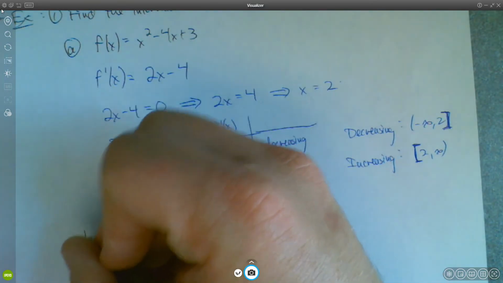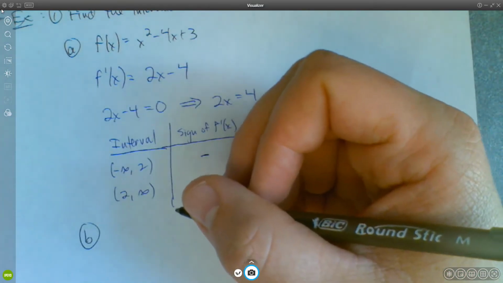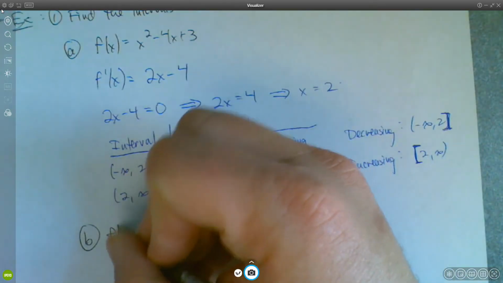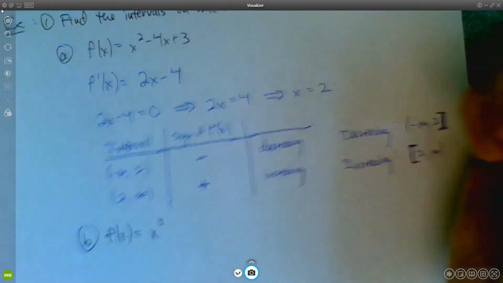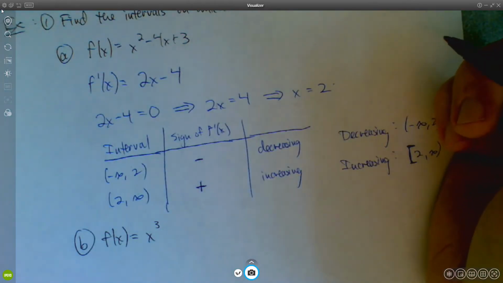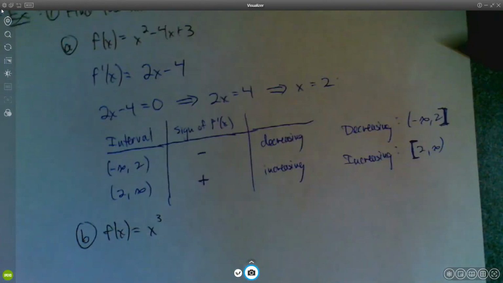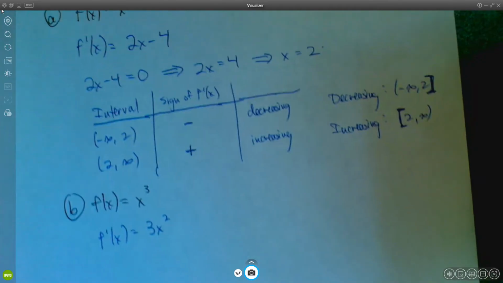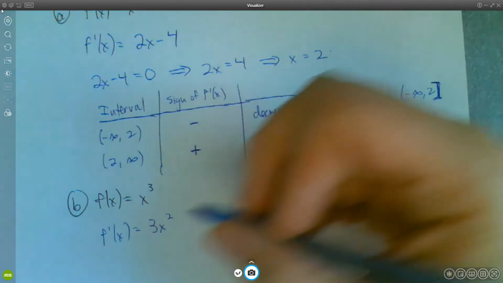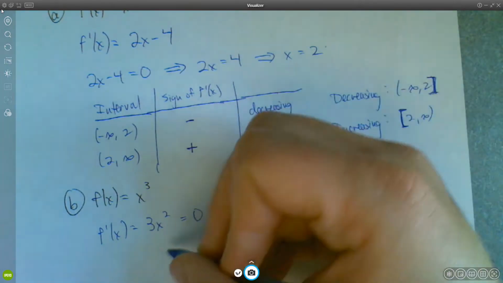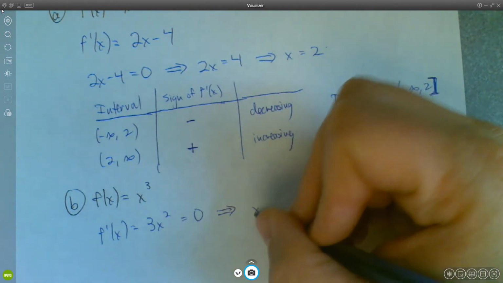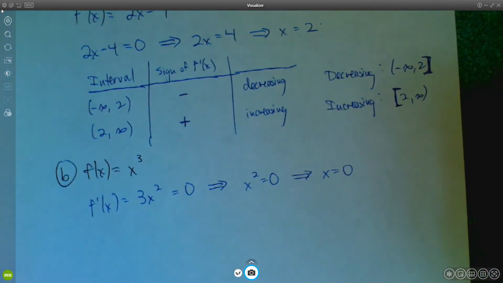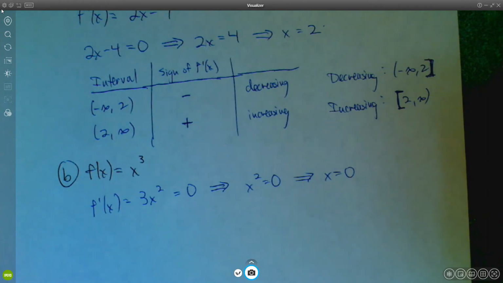Okay, so that's that one. Let's look at another one. Okay, so the next one I want to look at is f of x equals x cubed. Okay, so this is another kind of simple one, I guess. And let's see. F prime of x is 3x squared. Now we want to set that equal to 0 and solve. So we'll say this implies that x squared equals 0, which implies that x equals 0. So that's the only possible place where this thing could change from increasing to decreasing.